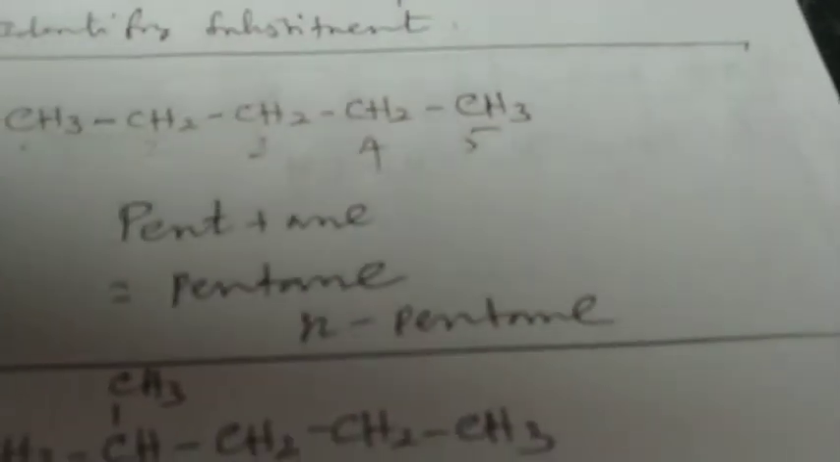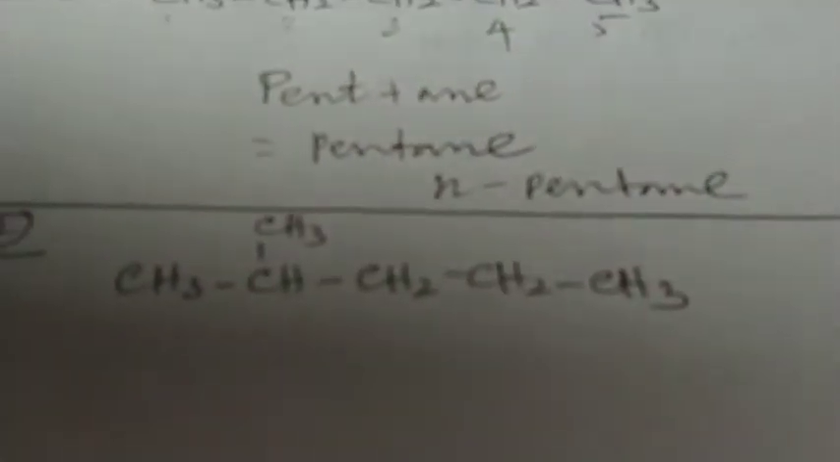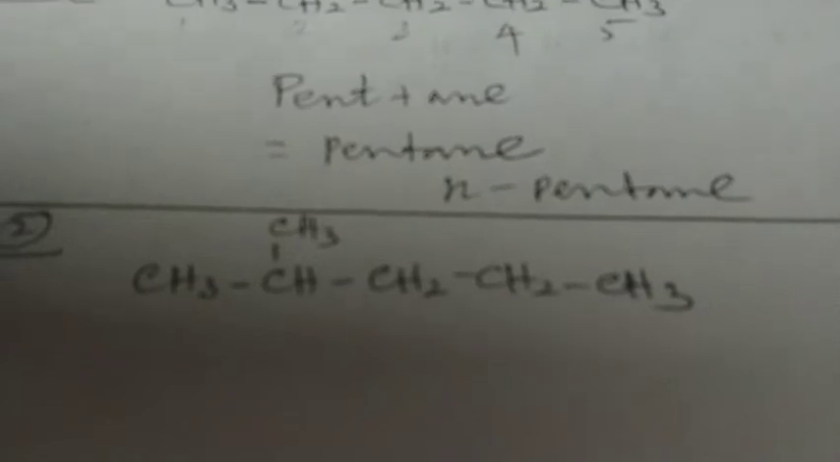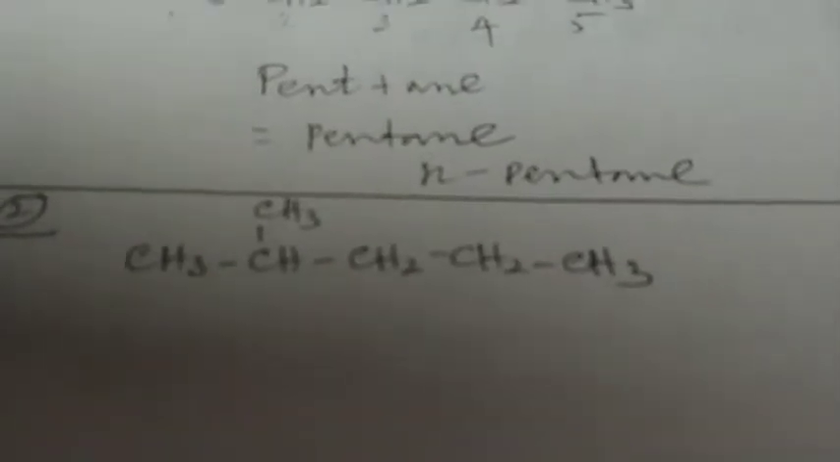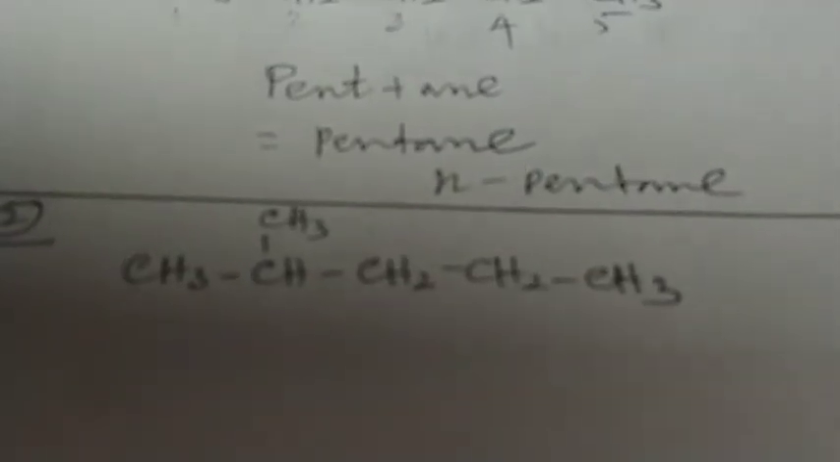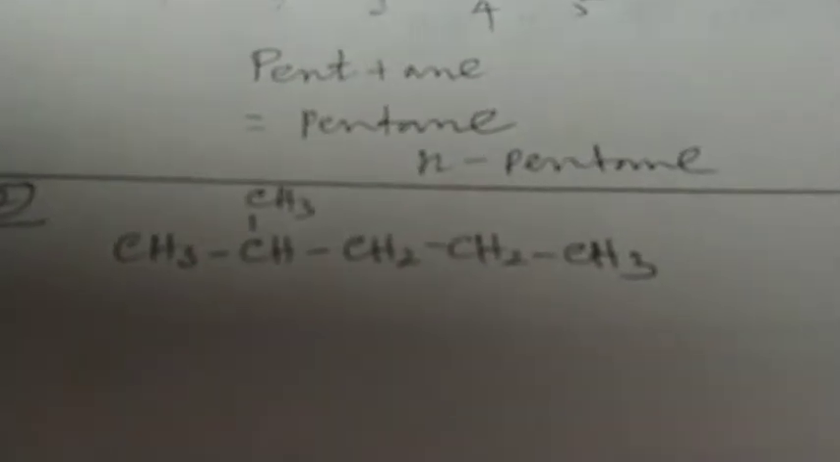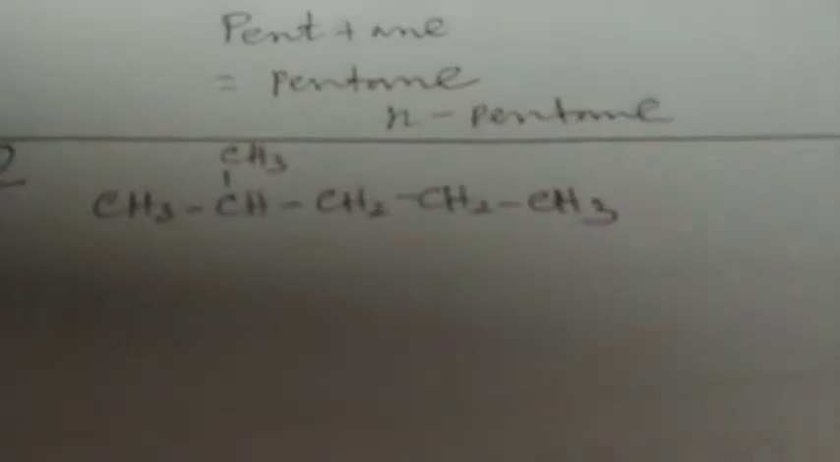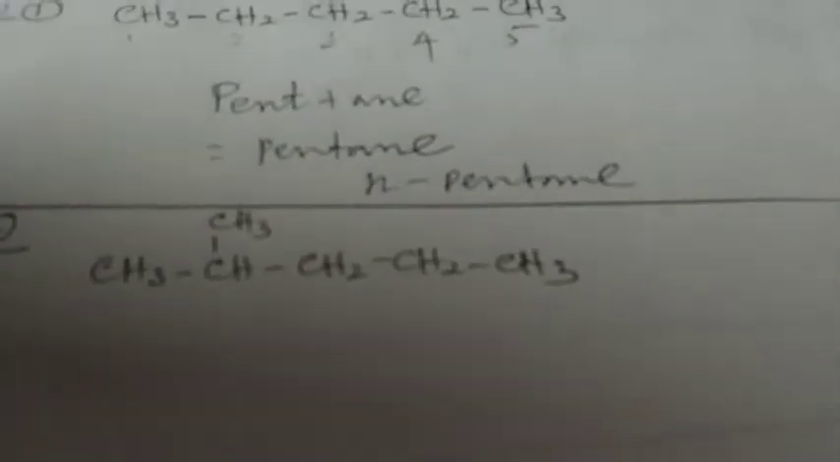So we can call it normal pentane. Then you can take the next example. See here: CH3, CH, CH2, CH2, CH3, and on the second carbon from the left-hand side, one substituent is given, that is a methyl group. CH3 is a methyl group. So we have to number the carbon atoms and check the root word. What is the root word here?